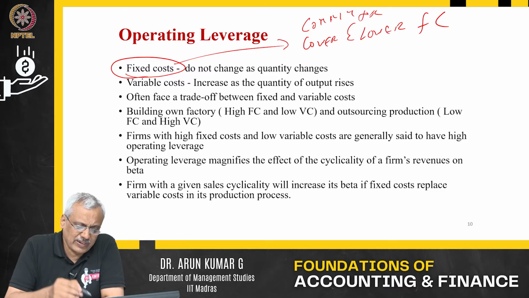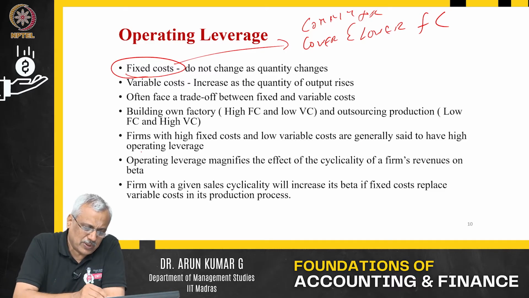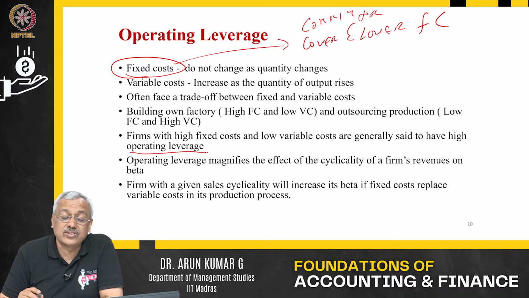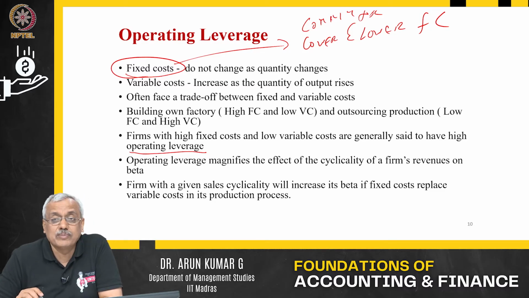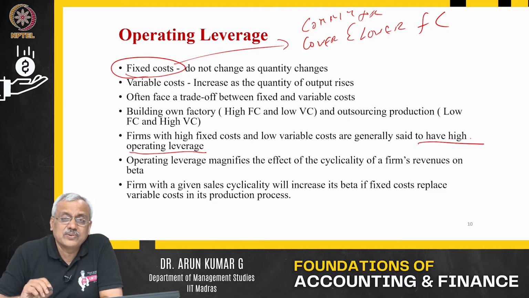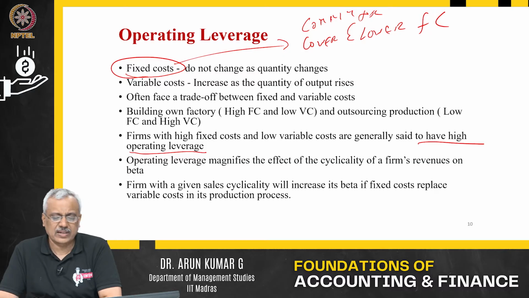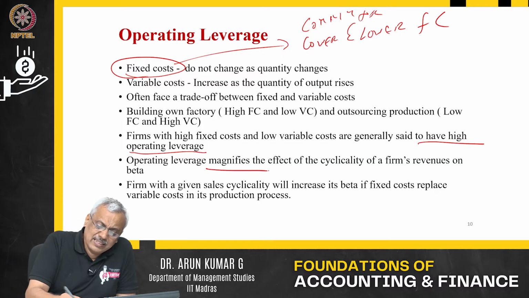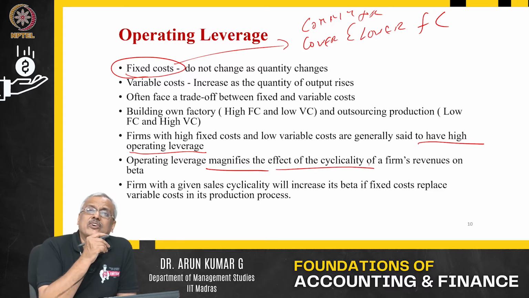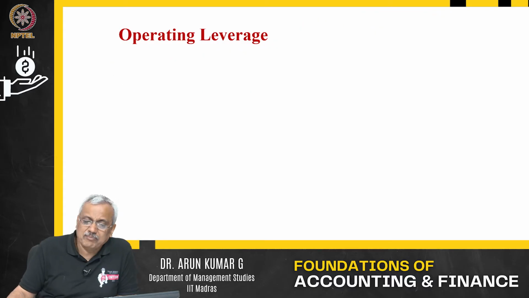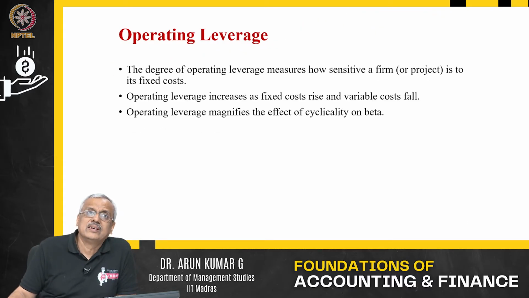In this case, a firm with high fixed costs and low variable costs is generally said to have high operating leverage. A firm with high fixed costs and low variable costs will have high leverage, because too much fixed cost means too much commitment has to be made. If there is too much commitment, then your borrowing is going to be high and naturally your leverage is also going to be high. It magnifies the effect of cyclicality of firm revenue, especially if there is cyclicality in the firm's revenues, this leverage basically magnifies it.